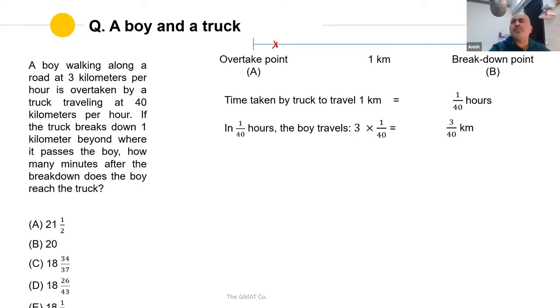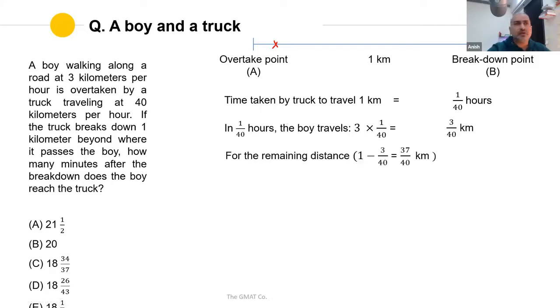So the boy would have reached somewhere over here, right? So that distance is 3 by 40 kilometers. In those 1 by 40 hours, the boy would have traveled some distance. It's not like he was waiting at point A while the truck continued moving. Okay, so 3 by 40, then what?